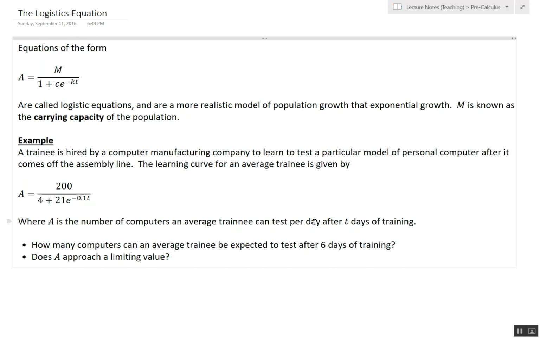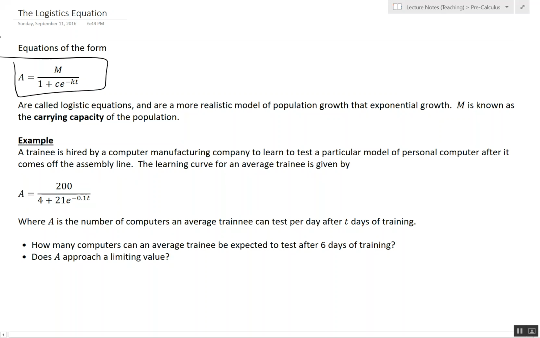So there's usually something limiting the amount of people or objects or animals that can inhabit a particular space. The logistics equation gives us another stab at these types of models. It gives us a more realistic interpretation of population dynamics. The equation is of this form: A equals m over 1 plus c e to the negative kt. Different books will use different letters, but this is what our book is using, so I'll go with it.